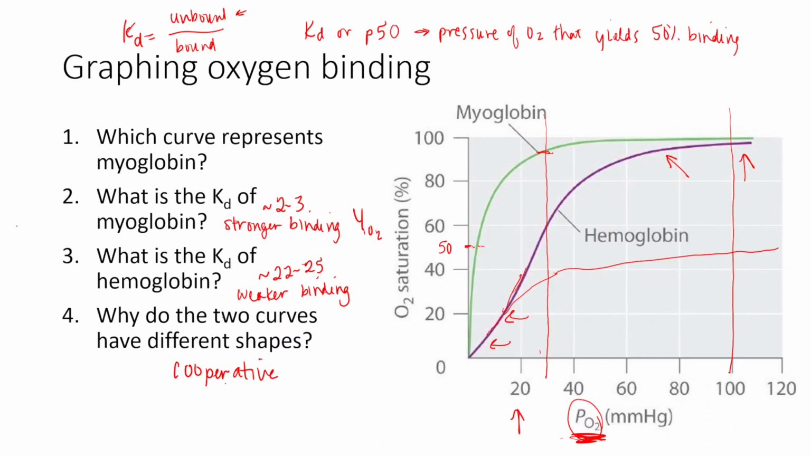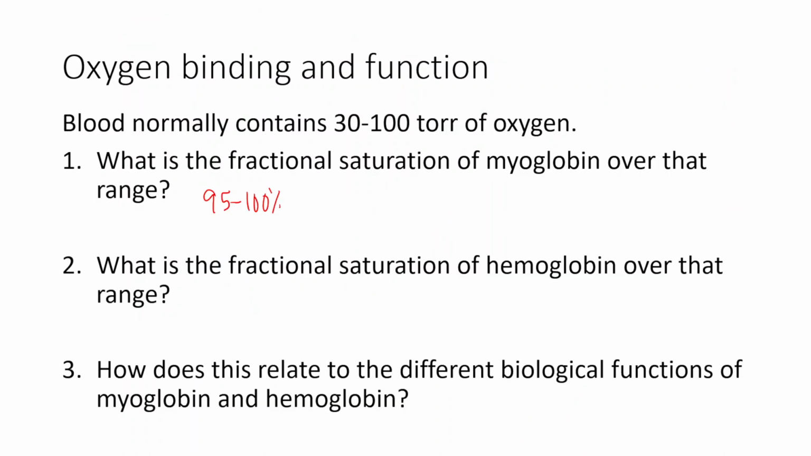So let's look at hemoglobin. What do we see for hemoglobin over that range? Yeah, I would say it's probably closer to just about 60 there. So it's about 60 to 95 or 100%. Let's just say 100% to make it nice and round, but this is approximate.